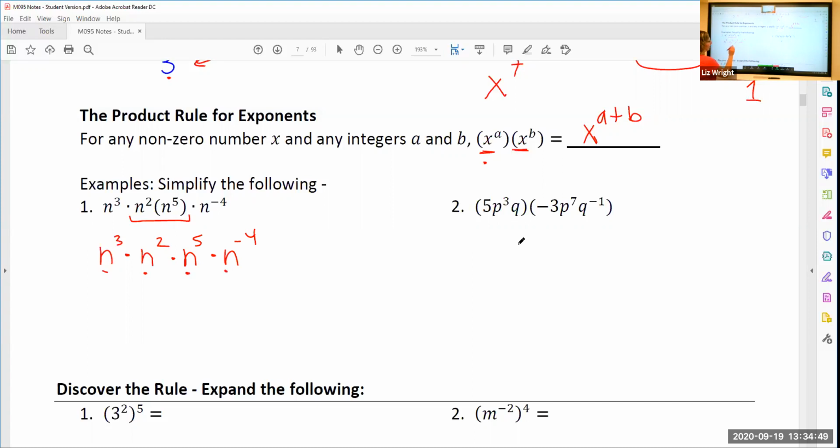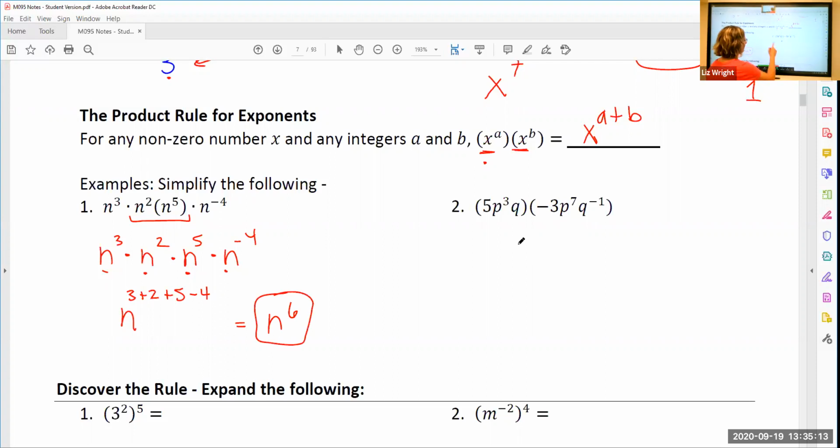So if I'm following my rule over here, then we are just going to say they're all the same base of n, and so it's going to be n to the 3 plus 2 plus 5 minus 4, or you could write plus a negative. That works as well. So 3 and 2 is 5, 5 and 5 is 10, 10 minus 4 is going to give us 6. So we're going to have n to the 6th in here.